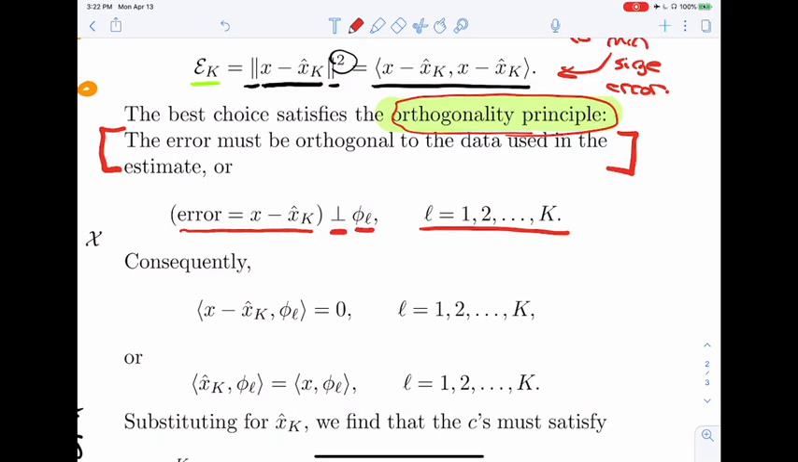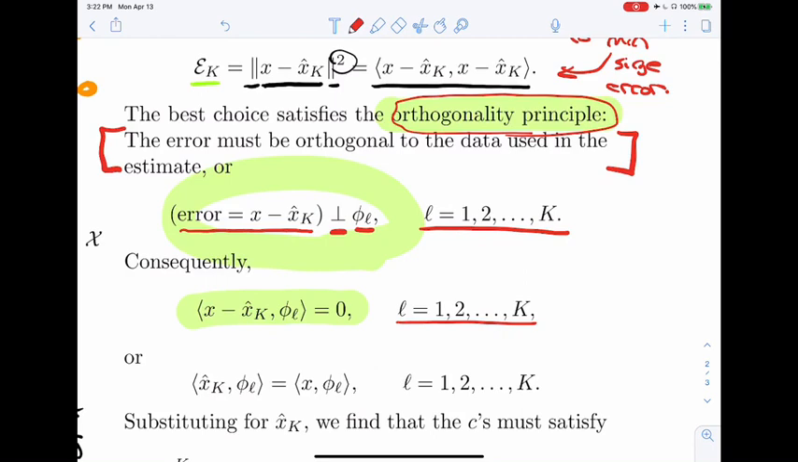Okay, so what does this require? Orthogonality as an idea is represented using an inner product. The inner product of the error, x minus x hat, with the basis function phi sub L has to be equal to 0. That is what orthogonality is defined as. And because we said it had to be true not just for one of the basis functions, but for all of them, we're going to get cap K equations that have to be satisfied.